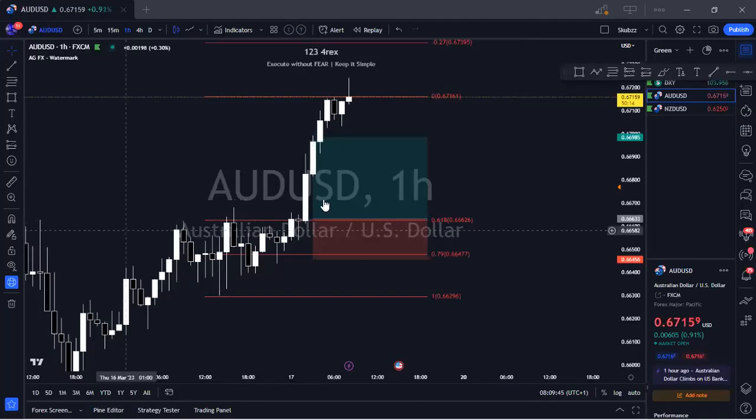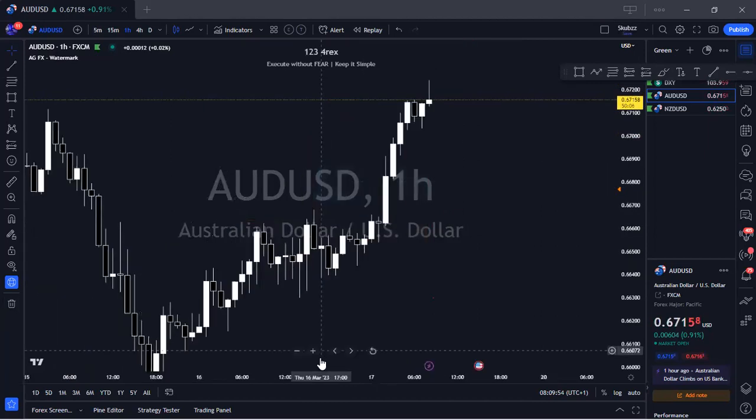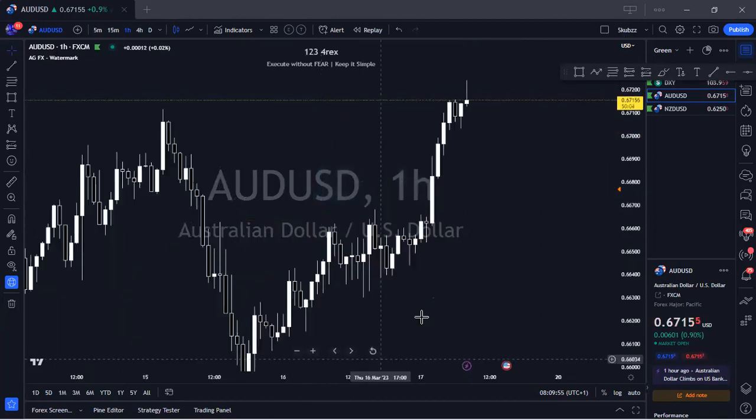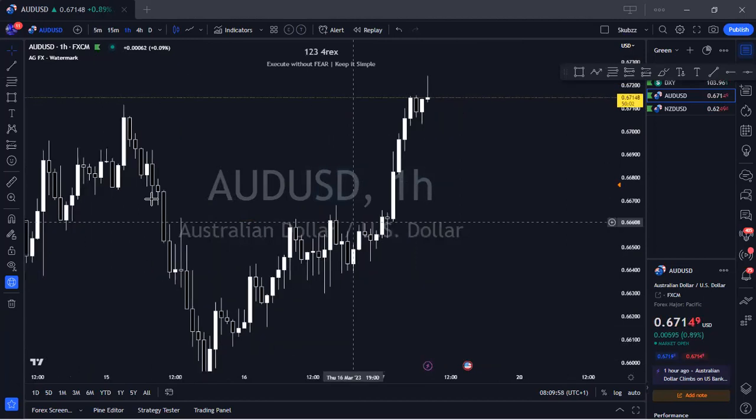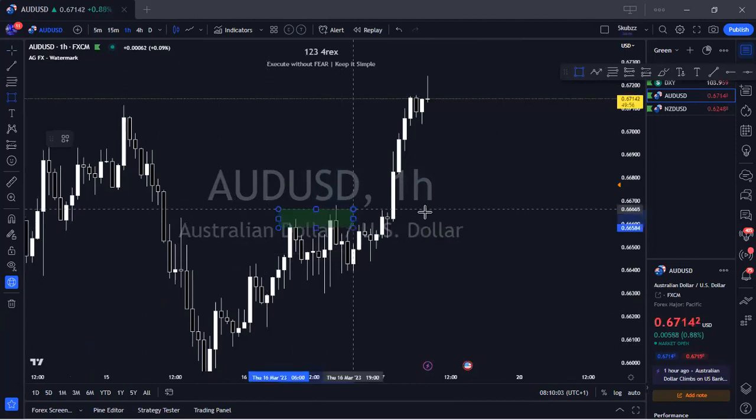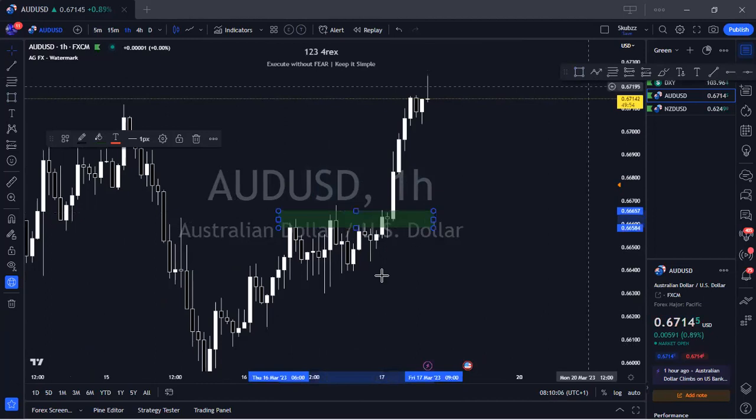So surprisingly, last night, AUDUSD and NZDUSD moved. I honestly don't know where the volatility came from, because I was not actually expecting it. So we had this whole resistance level here. The price was bouncing off, then boom, it broke above it.